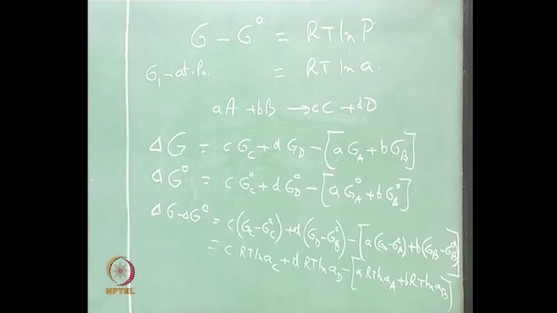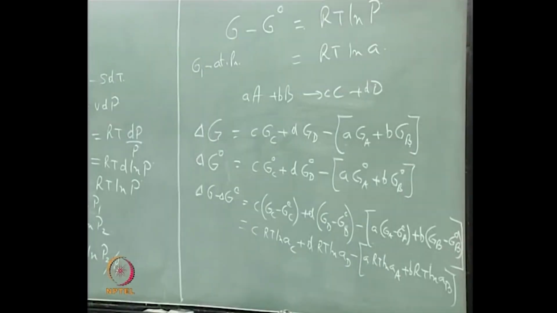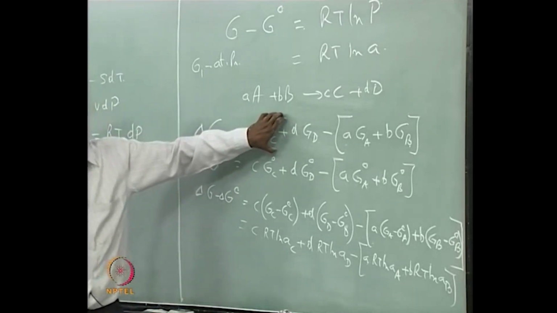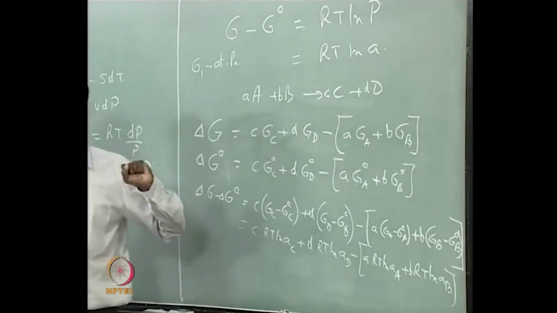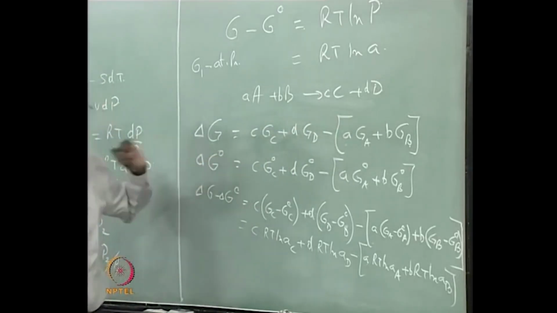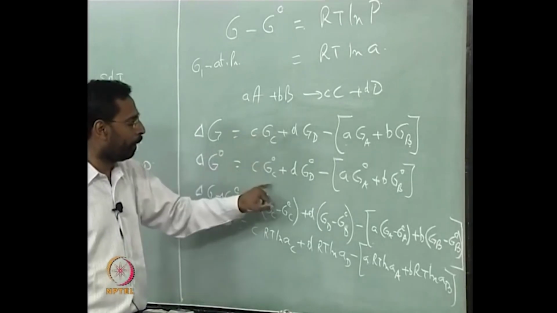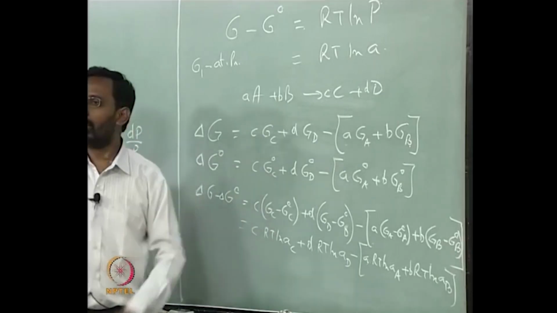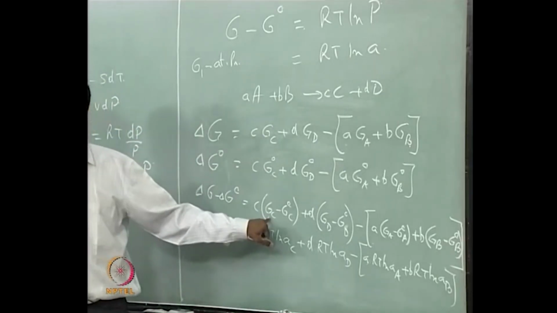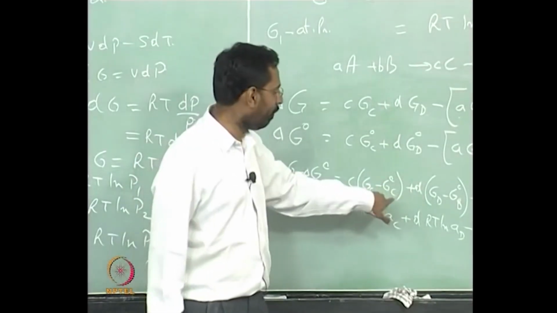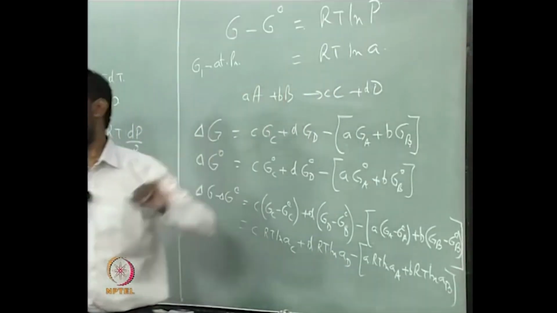Am I right? Any confusions? We simply looked at the free energy change of the reaction, we took it as products minus reactants, and then we looked at the same free energy change at the standard state. The difference between the two brings out that there is a component which is the free energy at any given condition minus the free energy in the standard state, and this difference is always RT ln a.